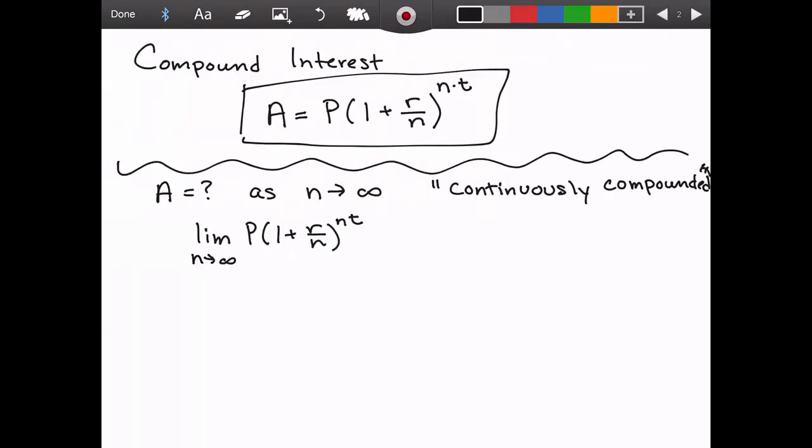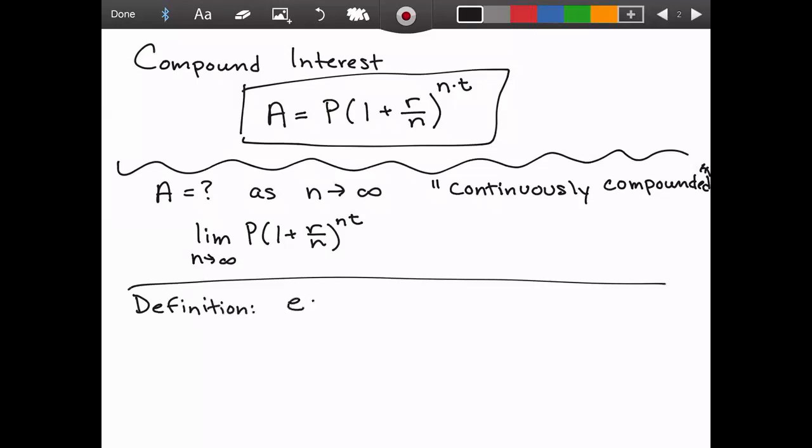We have the definition of this natural number e. And e is defined as the limit, and you can use any letter you want. We can call it m, we can call it x, we can call it h, it doesn't matter. I'll just call it x. So it's the limit as x approaches infinity of 1 plus 1 over x raised to the x.